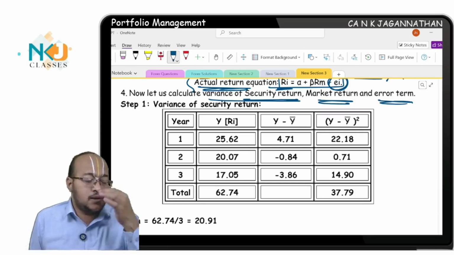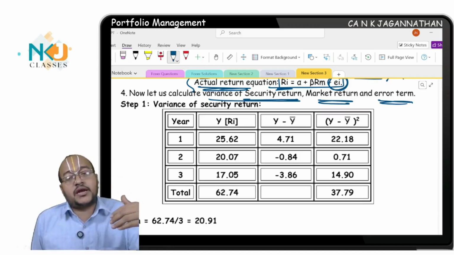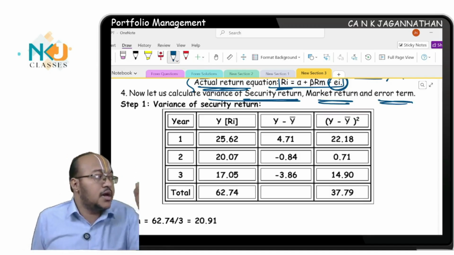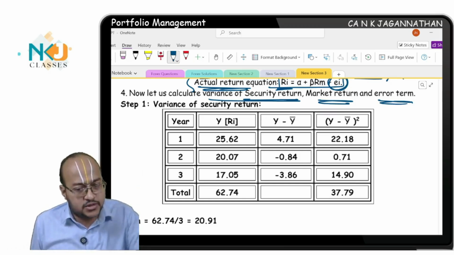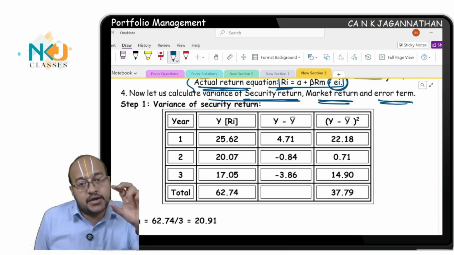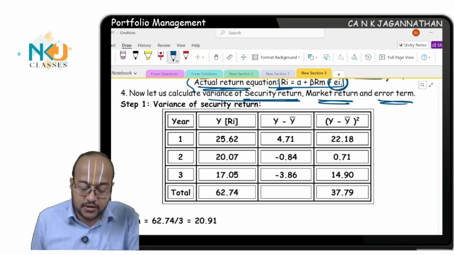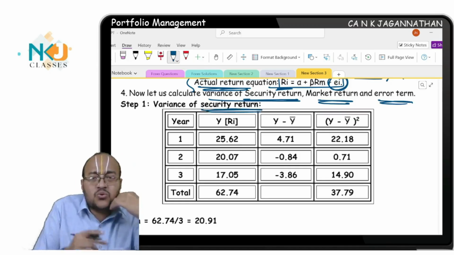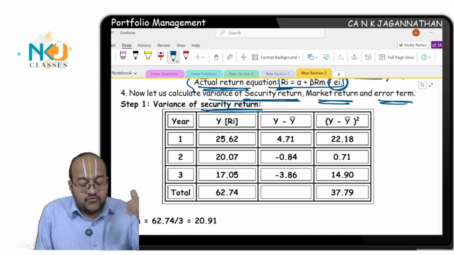Variance means what? See, in the Sharpe model, they are trying to find out the risk in terms of variance, not in terms of standard deviation. In CAPM, CML, Markowitz, all other portfolio theories used standard deviation as the measure of risk. Here, we are using variance as a measure of risk in the Sharpe single index model. That is very important. Now, variance of security return, you don't need to square root. That's the only thing.